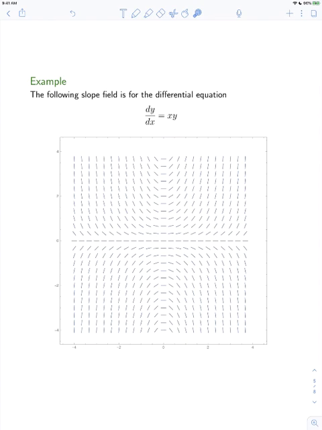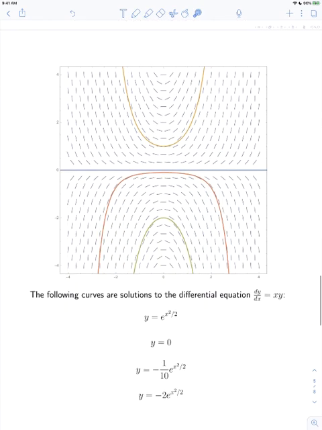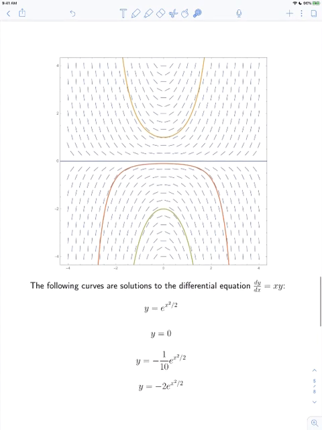You can also, well, let's just go to the next slide where we have some solutions drawn in. So here we have some solutions to the differential equation dy/dx equals x times y, and they're written in the order from top to bottom that they're drawn in. So the top one is y equals e to the x squared over 2. The over 2 is in the exponent, so it's x squared divided by 2. So e raised to that quantity, x squared divided by 2. That's this curve right here.